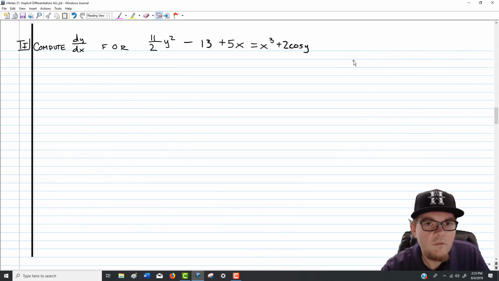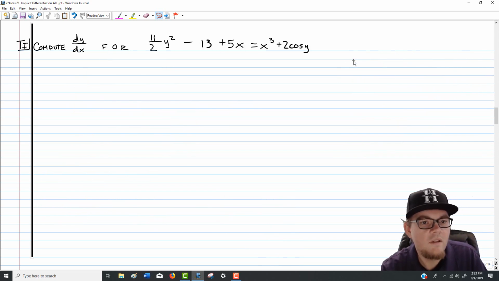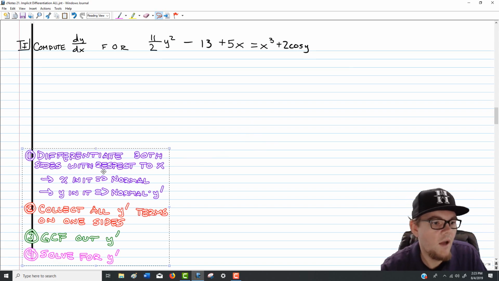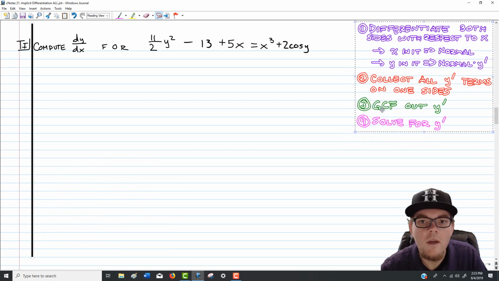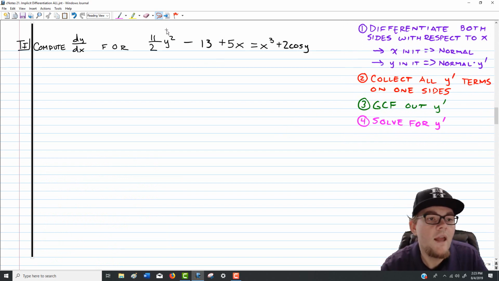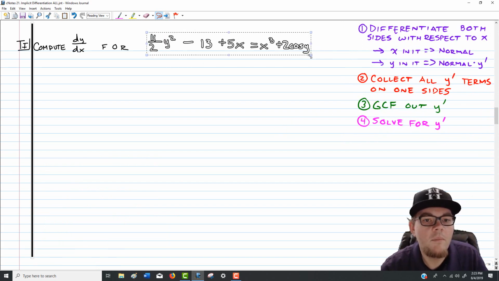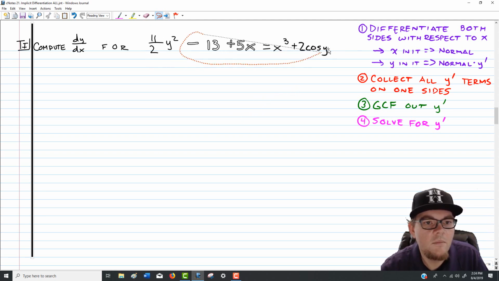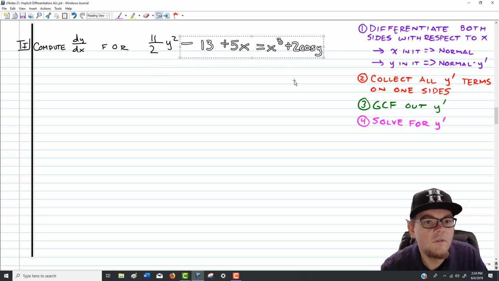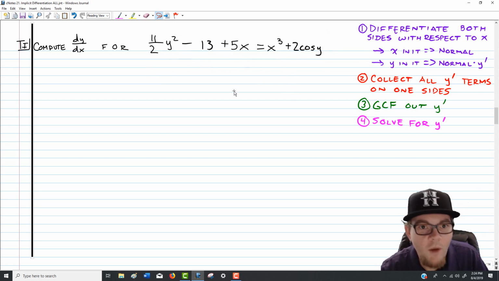Now, with that said, I think it's a really good time, before we go into more advanced stuff, to let you just do this once. So I'm going to give you a few moments to work through and differentiate implicitly on your own. And I'm giving you, in this case, a slightly more complicated expression here. In this case, it's 11y squared minus 13 plus 5x equals x cubed plus 2 cosine of y.